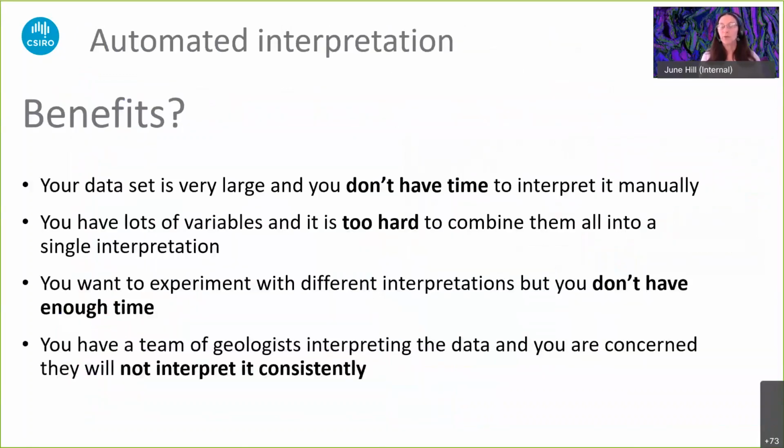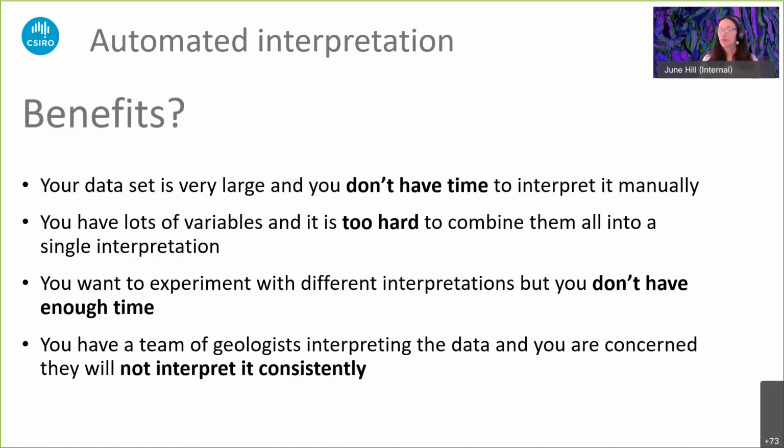So we could manually interpret the numerical data, and that's what people started doing, but of course that's very, very slow. So people have started looking at automated interpretation. How do we integrate all this numerical data together and provide an automated interpretation? There are cases where you would and wouldn't use an automated interpretation, but basically the times when it would really help you is, for example, if you have a very large data set and you simply don't have time to interpret it manually. You may have many drill holes, or a very deep drill hole, or very closely spaced data, and it's just going to take you way too long to do that manual interpretation.